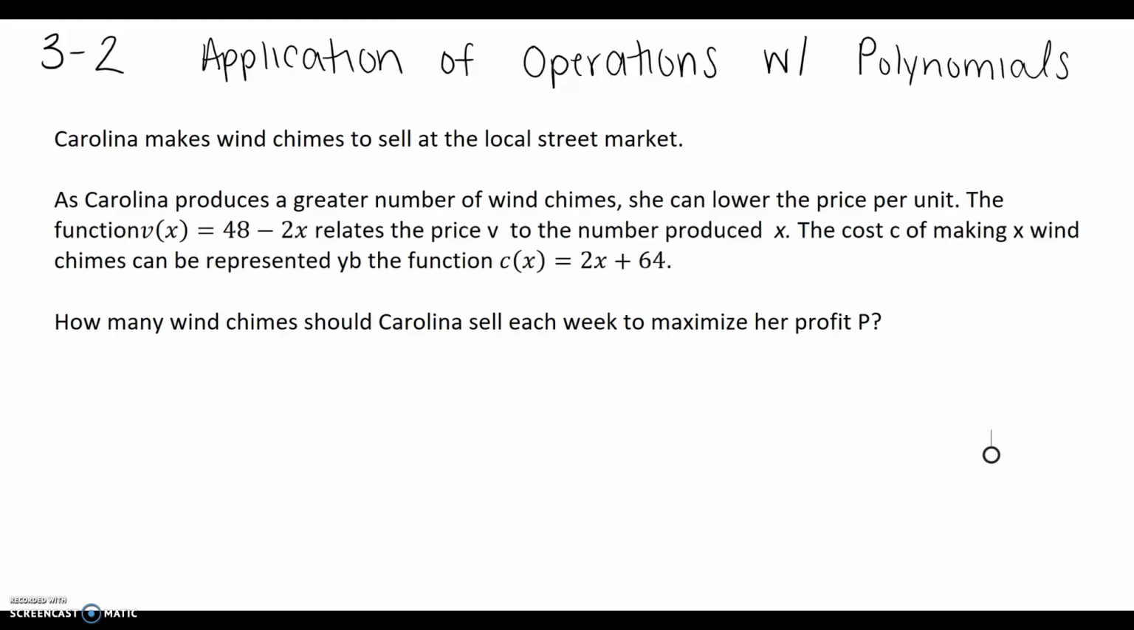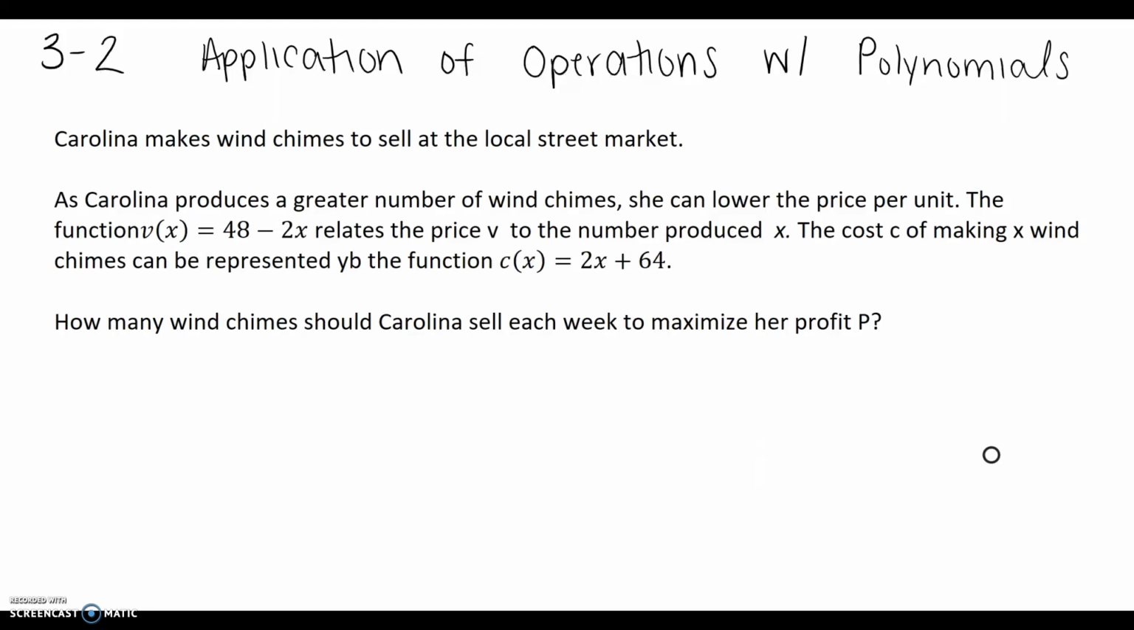The function v of x equals 48 minus 2x relates the price v to the number produced x. The cost c of making x wind chimes can be represented by the function c of x equals 2x plus 64. So the question that we're wondering is how many wind chimes should Carolina sell each week to maximize her profit P?